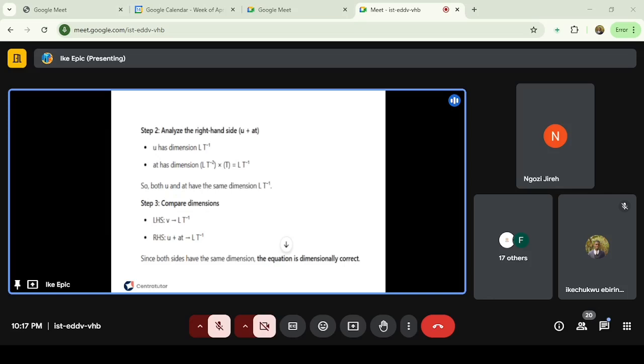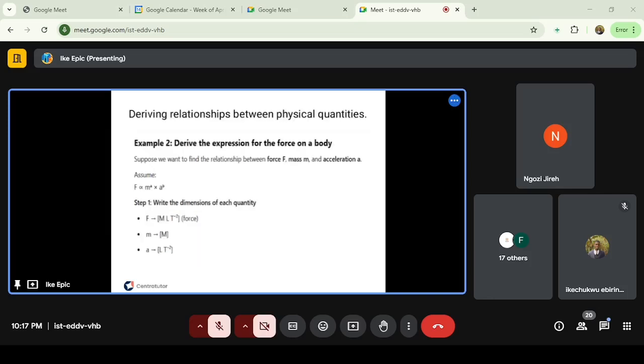So for the sake of time, let's move on to the next application of dimensional analysis. The second application is to derive relationships between physical quantities. That is, to derive the relationship between physical quantities. For this example, we'll be using the formula for force.